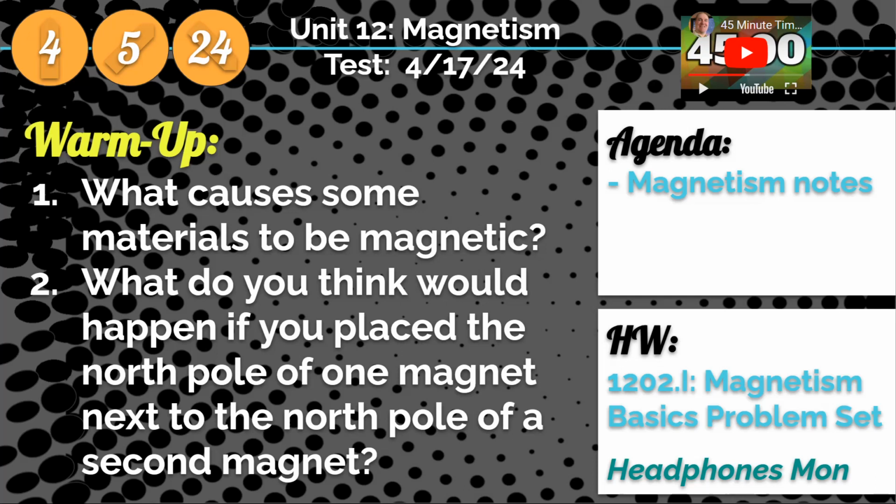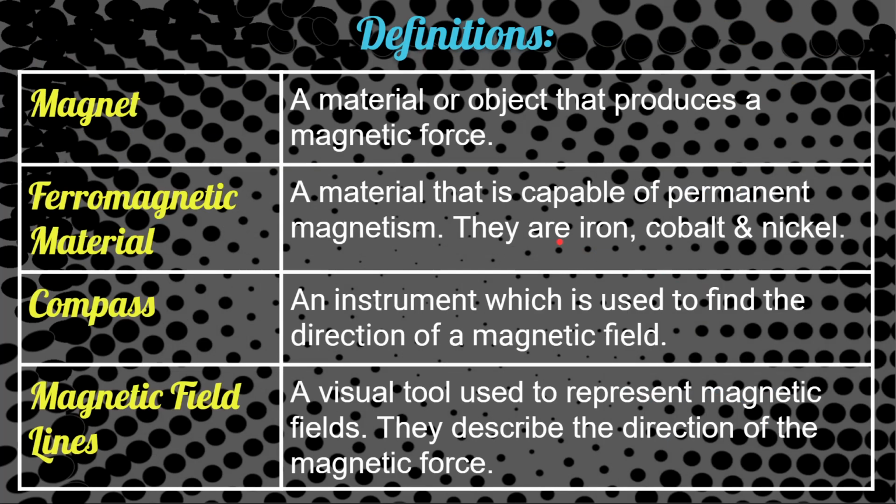All right. Y'all have good questions, though, for a Friday morning. All right, so let's start with some definitions. I've got 4 of them up here, and you may already have some of this stuff written down, depending on what you wrote down during the simulations yesterday. But we have magnet, ferromagnetic material, compass, and magnetic field lines.